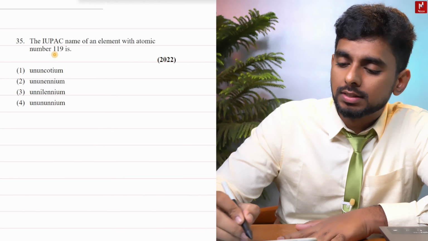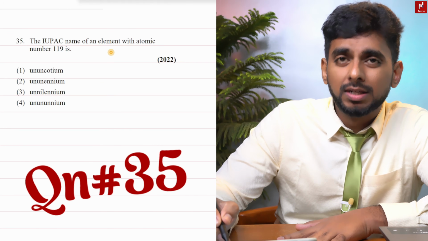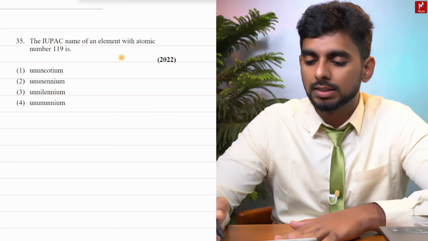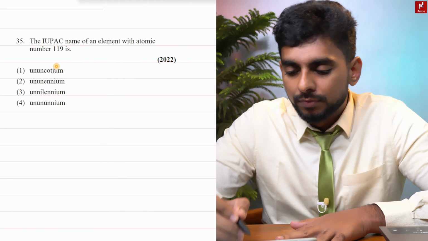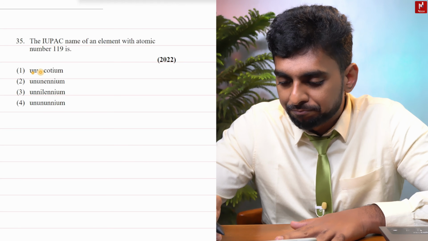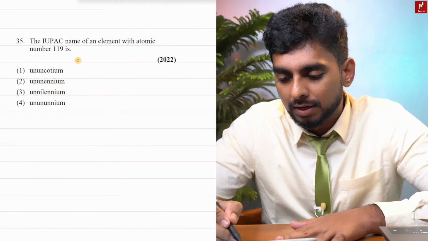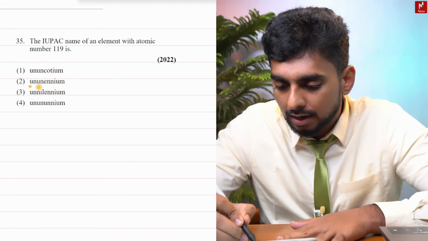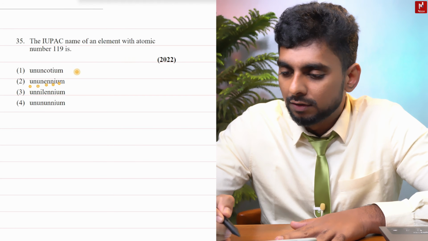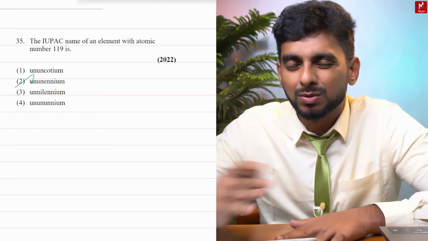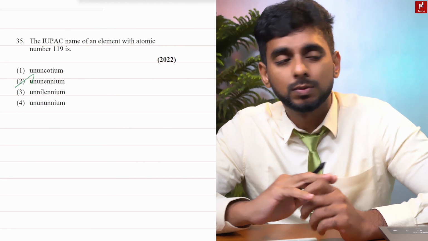The next question is the IUPAC name of an element with atomic number 119. So I have to get the IUPAC name for this element 119. So for 1, that's going to be N. So N, NEM, right? For 9, that's going to be EN. So that's NEM. Fine, if you're clear with the IUPAC nomenclature that we have seen in the theory part, this one is super easy, right? Let's move to the next one.